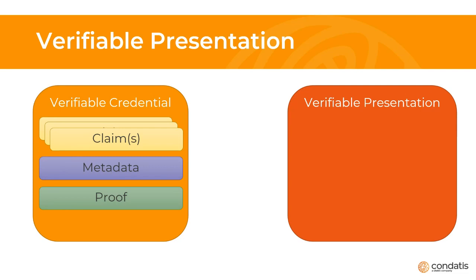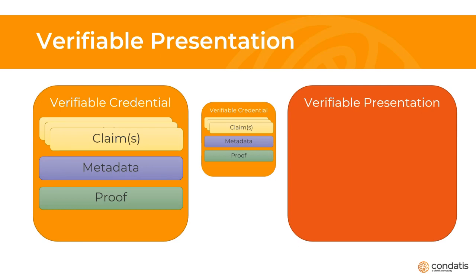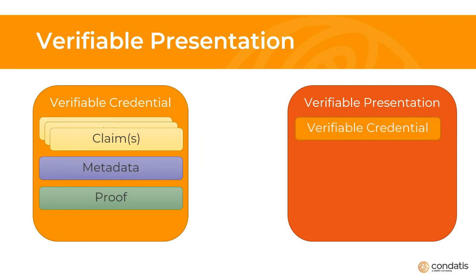Instead, a new credential is derived based on the data that's in the original credential. This derived credential only includes the information that's required by the verifier. A verifiable presentation can contain one or more of these derived credentials. And this is how the verifier can access the underlying claims about the subject.